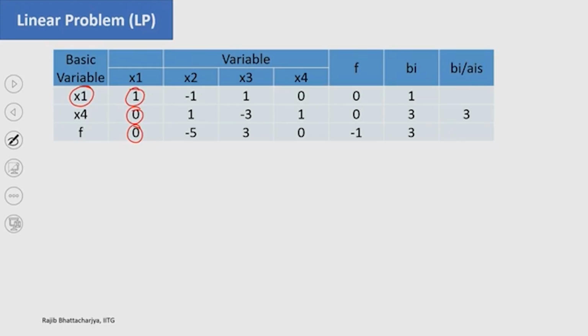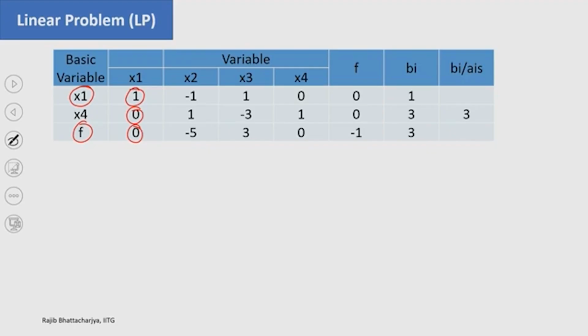Now what is the solution here? The solution here is that x1 equals 1. After this iteration the solution is x1 equals 1, x4 equals 3, and x2 and x3 are 0, as x2 and x3 are non-basic variables. And what is the value of f? F is equal to minus 3. So the objective function value is now minus 3.